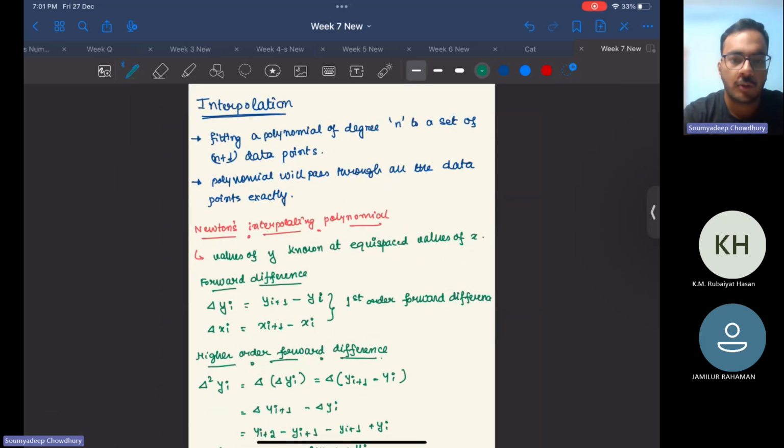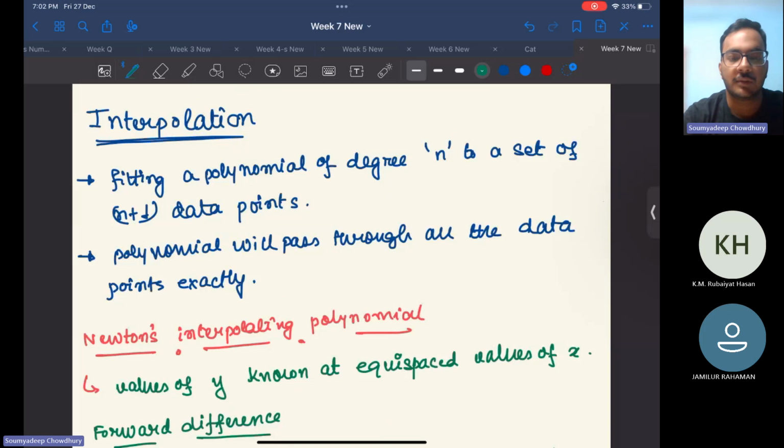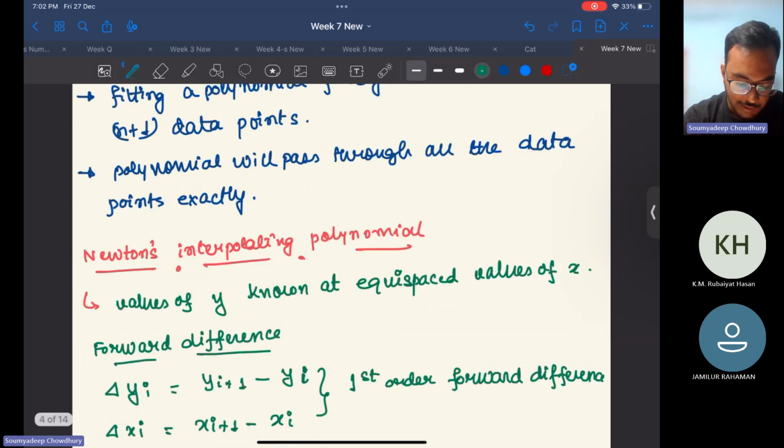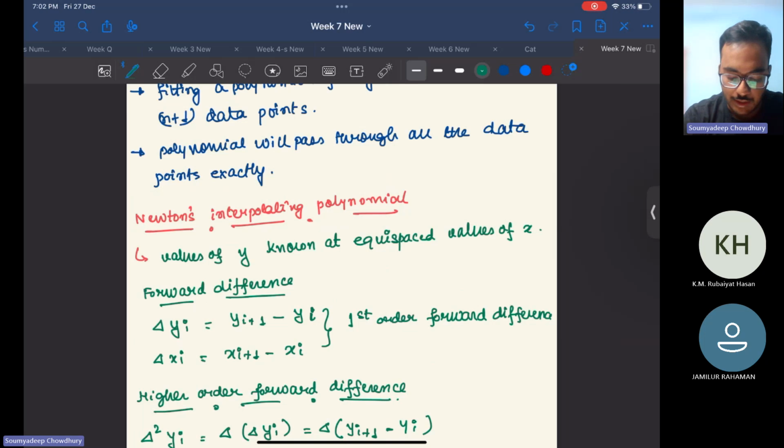Now we go deep into interpolation. We have different interpolating curves, or fitting a polynomial of degree n to a set of n plus 1 data points. We have different interpolating polynomials. The most famous of them is Newton's interpolating polynomial. In that we have the values of y at different equispaced values of x. For x1 we have y1, for x2 we have y2. Like that we move forward.